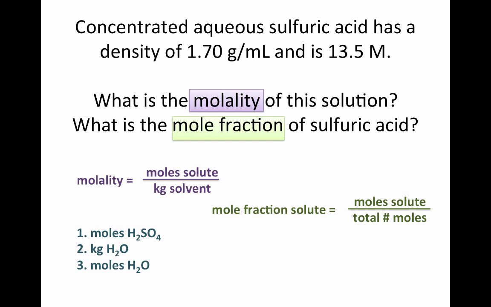And then for the mole fraction, instead of dividing by a mass of the solvent, we're going to divide by the total number of moles in solution. That is, the number of moles of solute plus the number of moles of solvent. So we need to know the number of moles of solvent, the number of moles of water. Those are the three things we're looking for. Once we know those three things, we can make a plan.